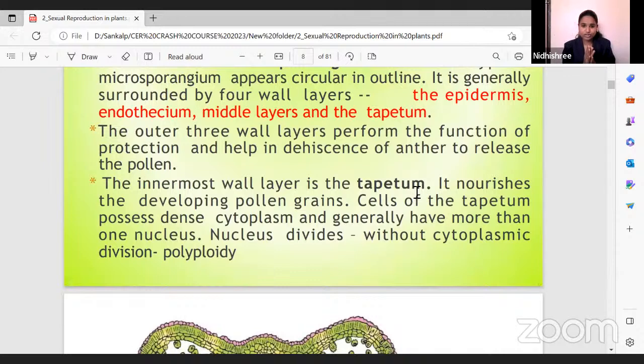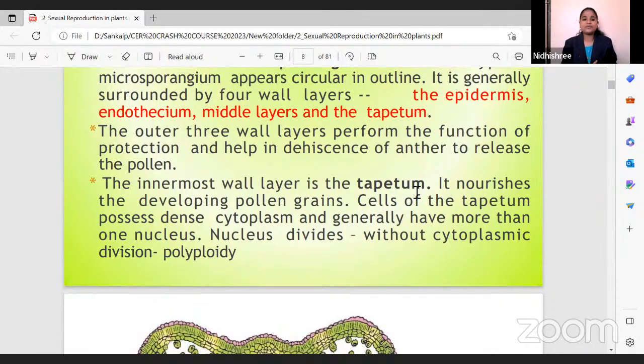What is its function? First, protection. Second, it nourishes the developing pollen grains. Pollen grains are male gametes, right? They should have a capacity to fuse with the female gamete. It should travel, a pollen tube has to be formed, then it has to fuse. So energy is necessary, and nutrients are necessary. That nutrition is given by the wall layer called tapetum.